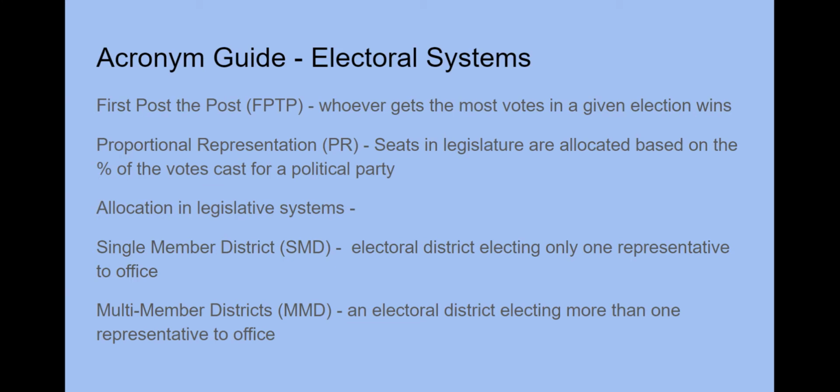The second one, proportional representation, PR. So seats in the legislature are allocated based on the percentage of the votes cast for a political party. And then talking about some allocational systems, how districts are drawn or how members represent geographic space. SMD stands for single member district, meaning one person per district, and MMD stands for multi-member districts, which means the possibility of more than one person representing a given district.